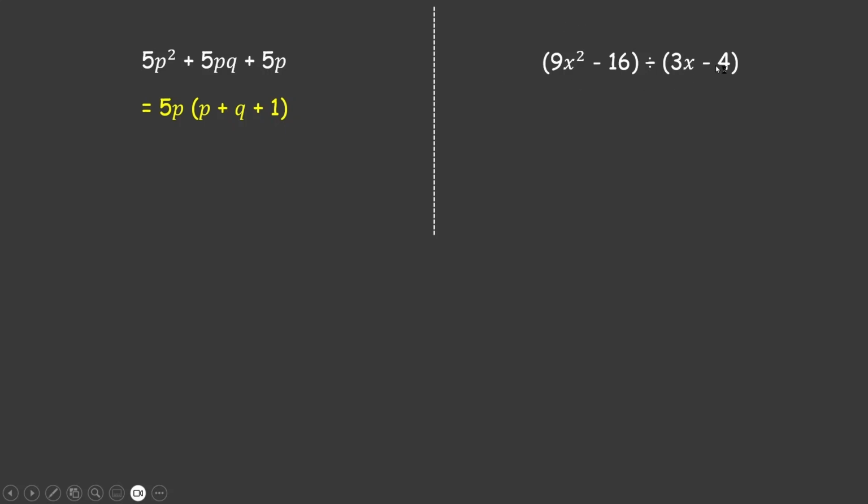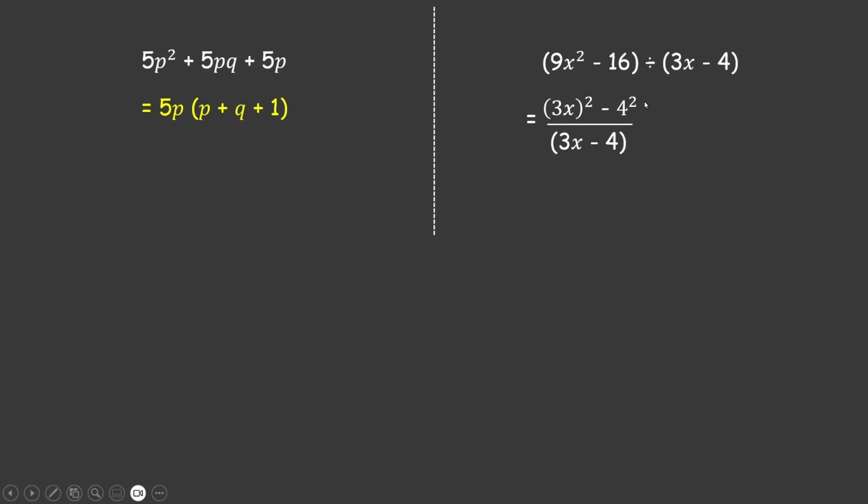Now let us look at this algebraic expression. Here, if you look at the first term, 9x square minus 16. 9 is 3 into 3 and x square is x into x. So this is square of 3, this is square of x. This term can be written as square of 3x and 16 can be written as square of 4. So we can write it like this: square of 3x minus square of 4, divided by 3x minus 4.